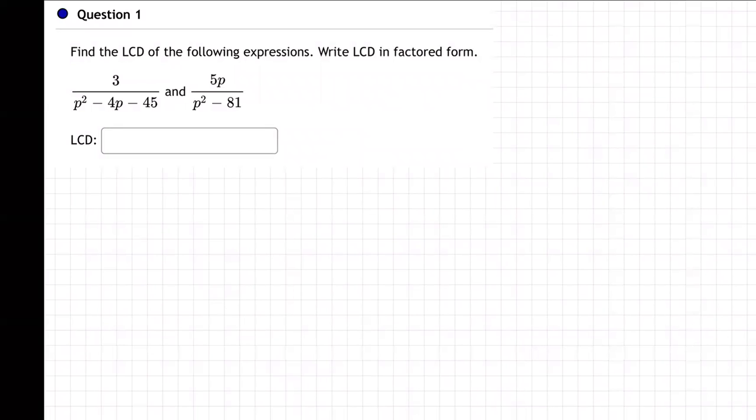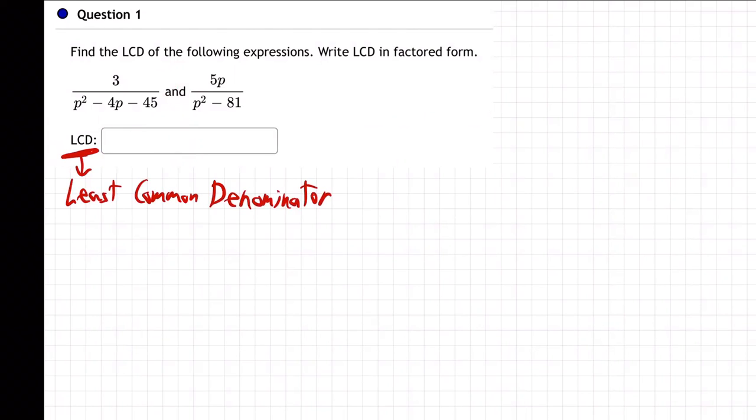Okay, so on this one, we're going to find the LCD. They don't want us to actually add or subtract or even multiply or divide these two fractions. They just want us to find the LCD. What is LCD? Well, it stands for least common denominator. So basically, it's a common denominator. So how are we going to do it?